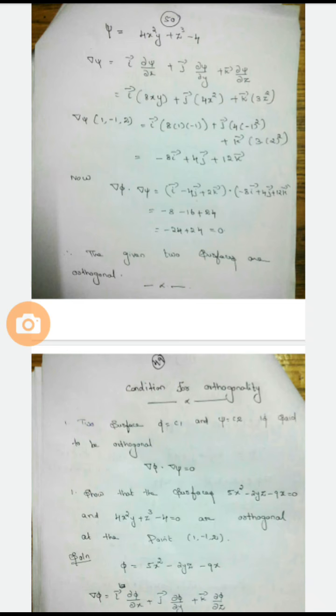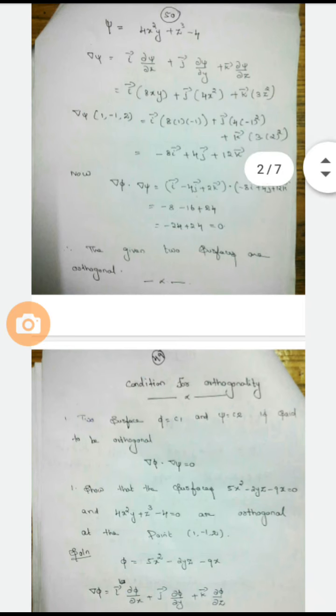Now find del phi dot del psi. Already we have the values of del phi and del psi. Now take the dot product. So we get 0. Therefore the given two surfaces are orthogonal. Okay, thank you.